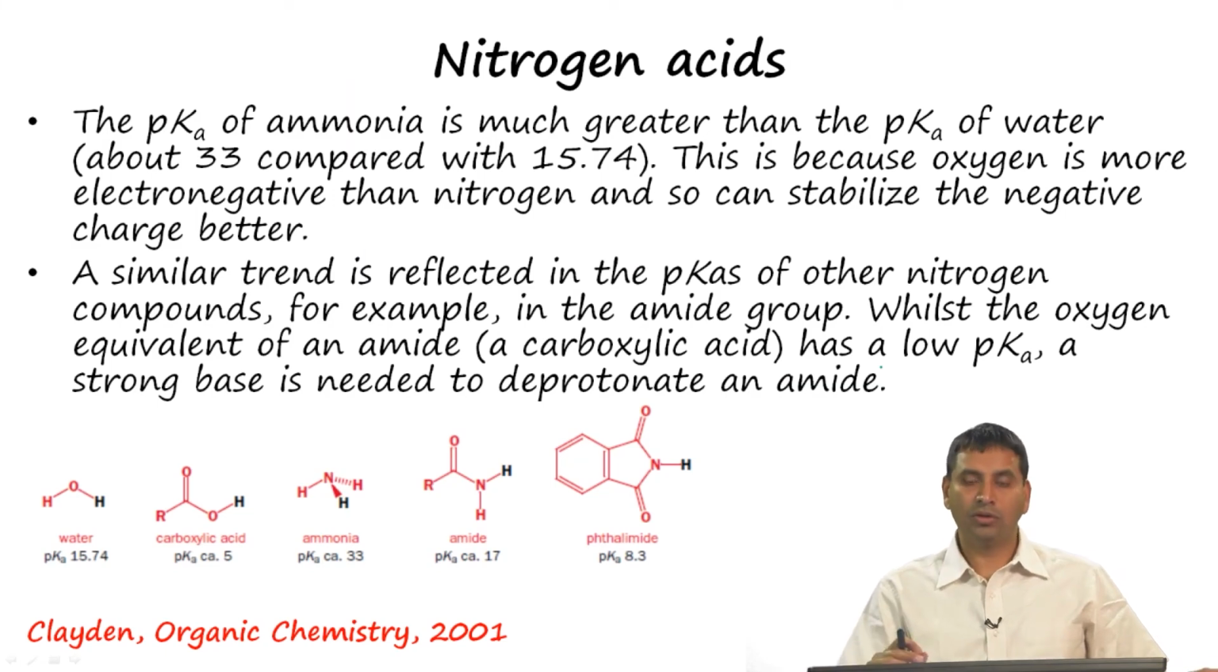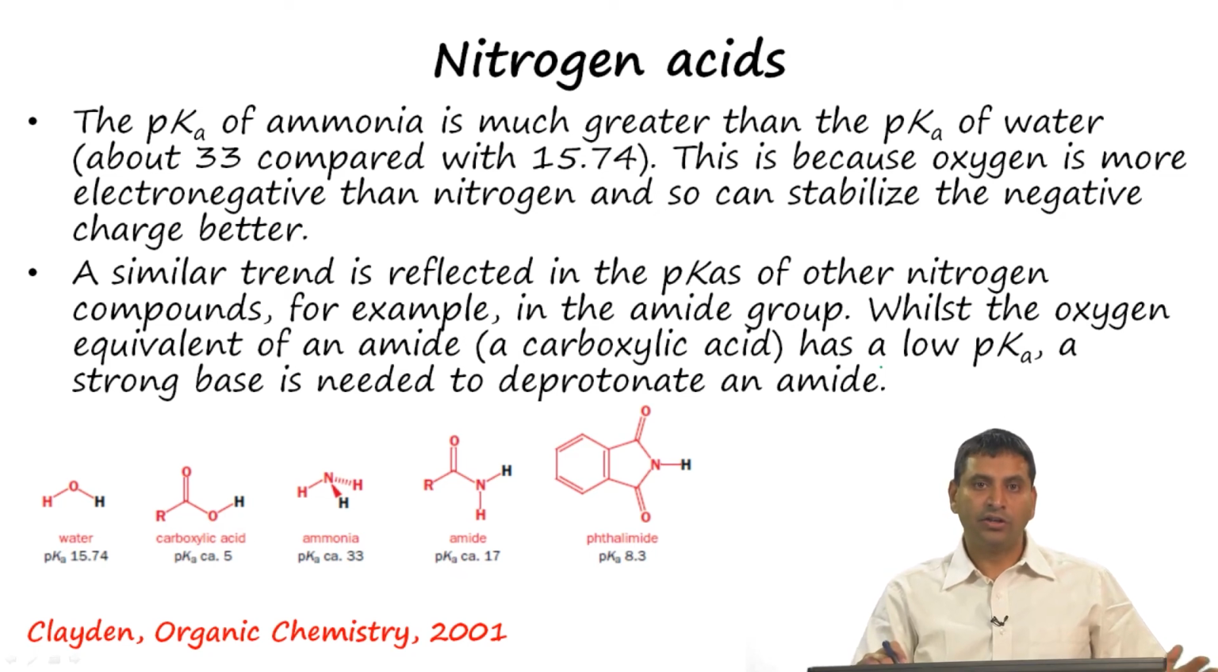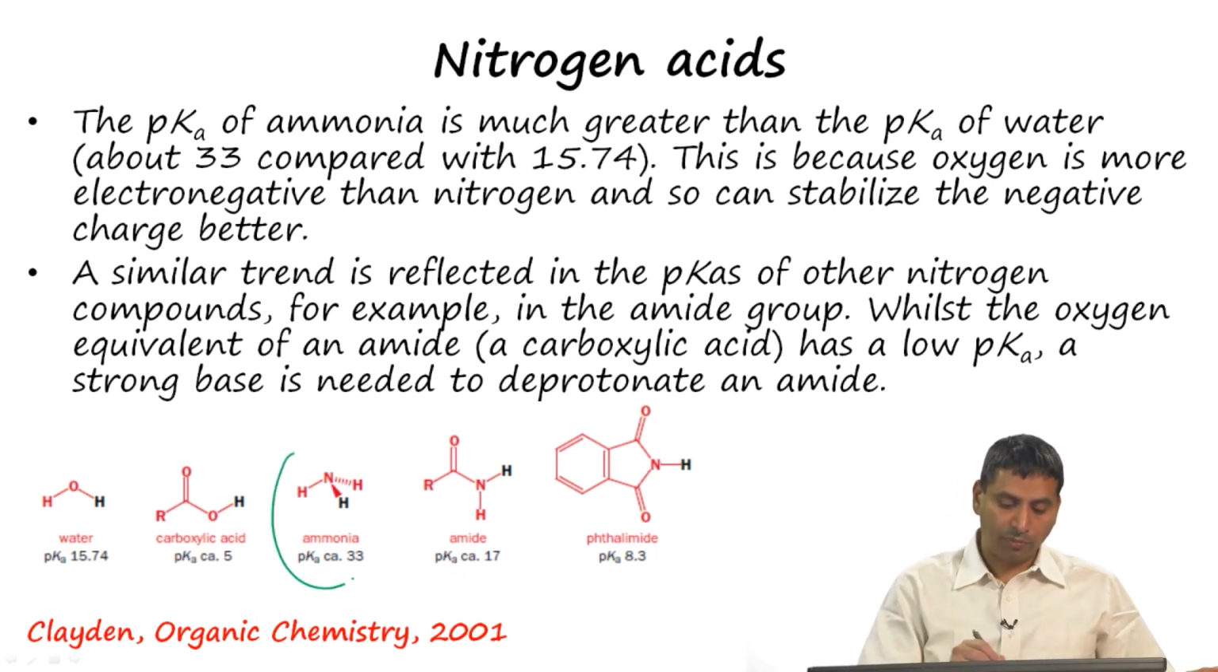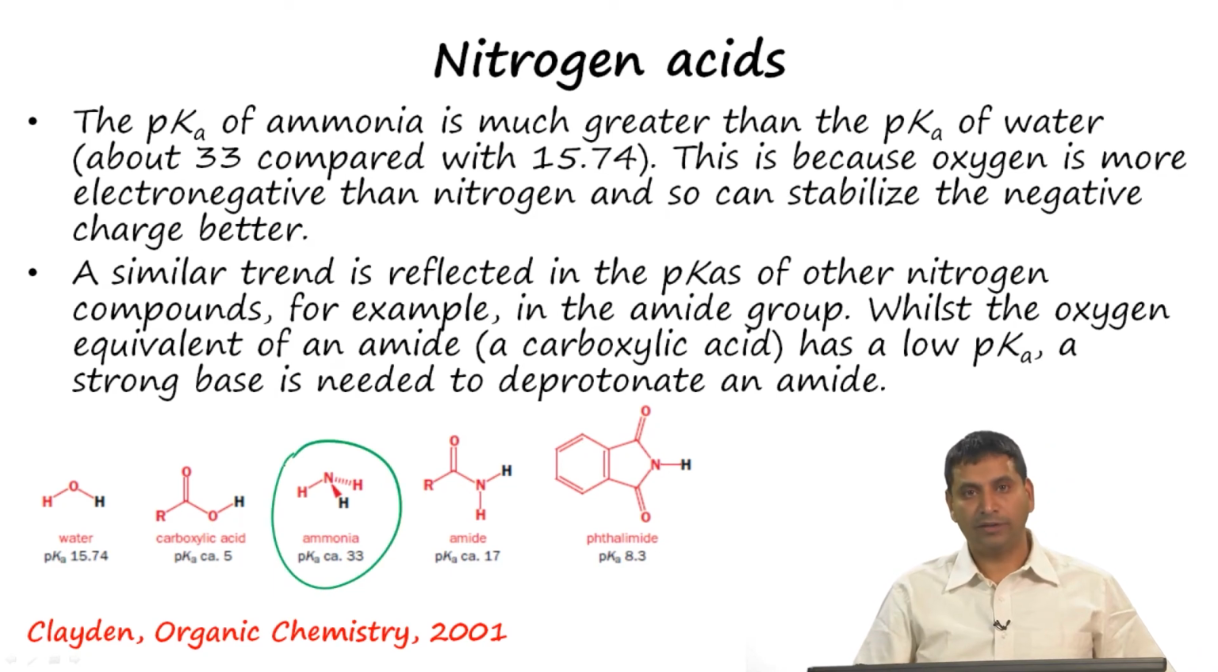So, very similar to carbon or oxygen or sulfur based acids, we also have nitrogen acids. So, nitrogen acids, for example, ammonia, the pKa value is around 33. Now, when you move to an amide, the pKa value is 17, and for phthalimide, whose structure is shown here, the pKa value is 8.3. Okay. So, the trend in the acidity of nitrogen acids is quite similar to the trend in oxygen acids. So, the concept that we need to look at again is the stability of the conjugate base.